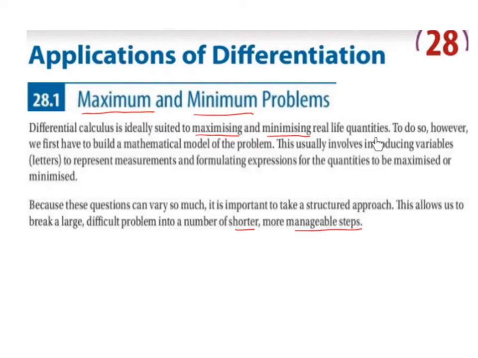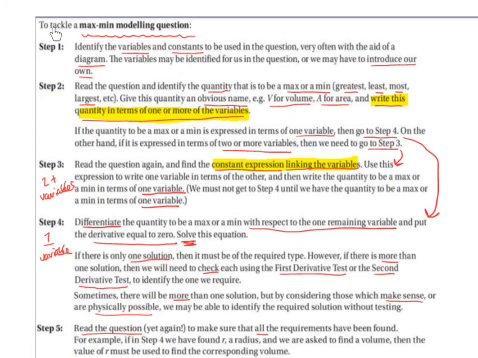This usually involves introducing variables, letters, to represent measurements and formulating expressions for the quantities to be maximised or minimised. Because these questions can vary so much, it is important to take a structured approach. This allows us to break a large, difficult problem into a number of shorter, more manageable steps. So, to tackle a max-min modelling question.